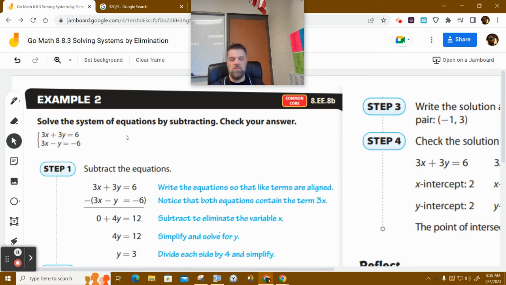All right, so more of the same. I'm just going to explain this real quick. There's really not a whole lot to write down. We have a reflection question at the end, but in this particular case, do you notice any opposites?